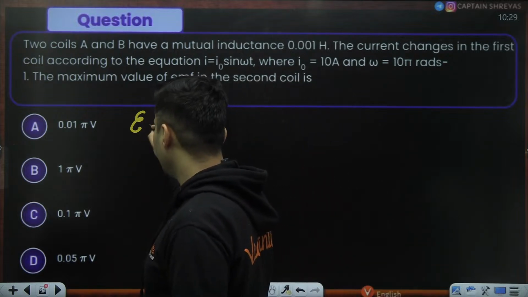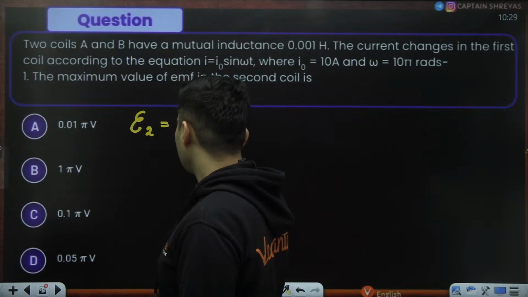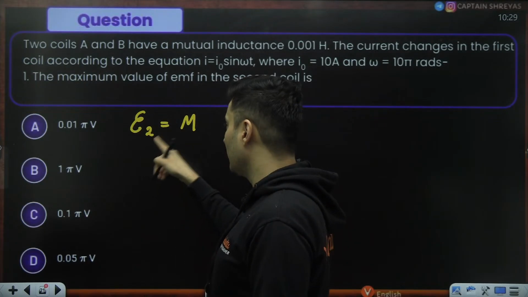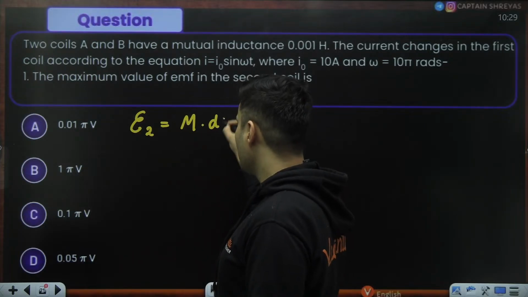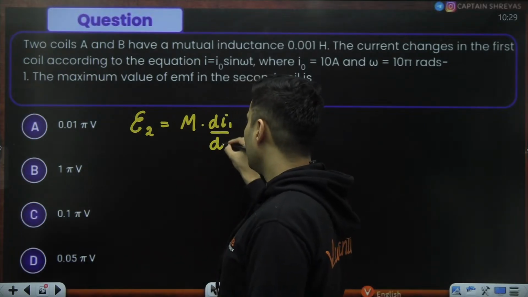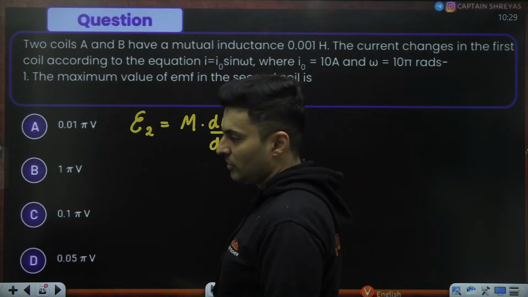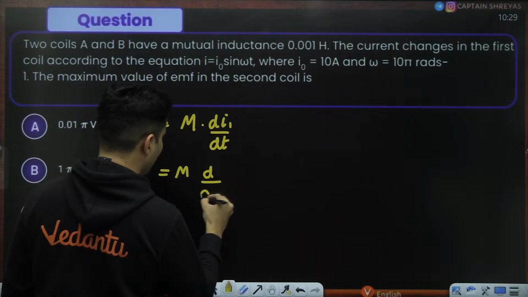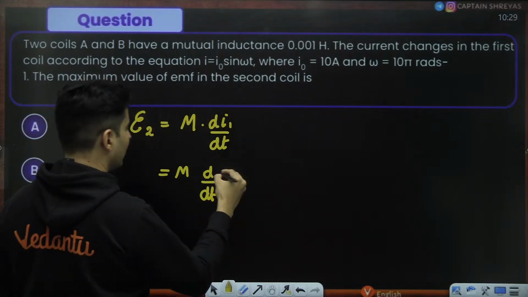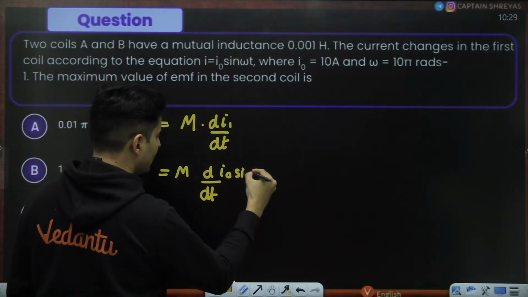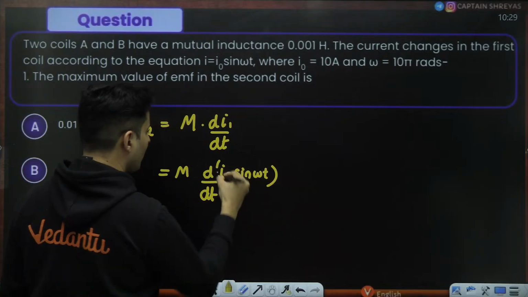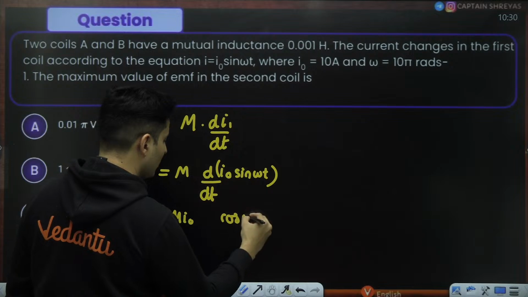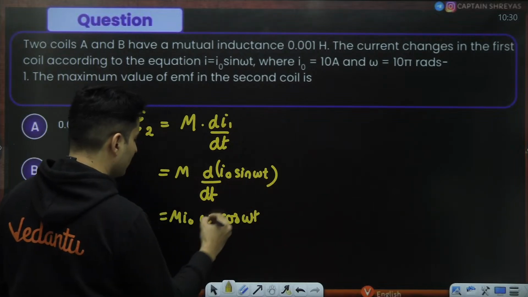Yes, the mutual EMF in the second coil is mutual inductance times di1 by dt, the rate of change of current in the first one. If you substitute the value of the primary current, it is I naught sine omega t. I naught being a constant just comes outside. Sine omega t's derivative is cos omega t, and that omega will also come outside.